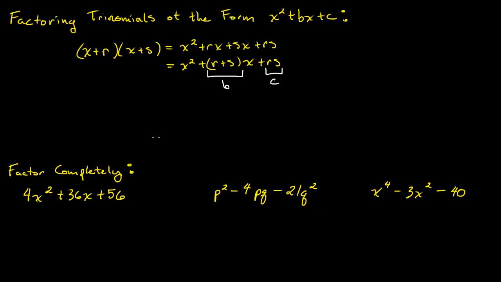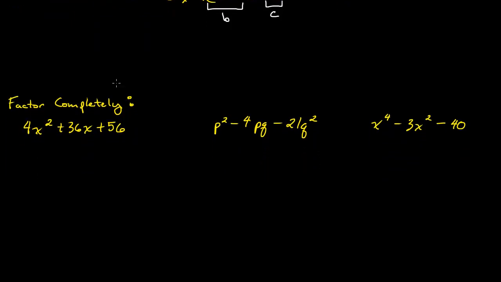So let's put our rule to good use. The rule is that when we have a trinomial in this form, we find two numbers that multiply to c and add to b. Let's go ahead and put that rule to good use.